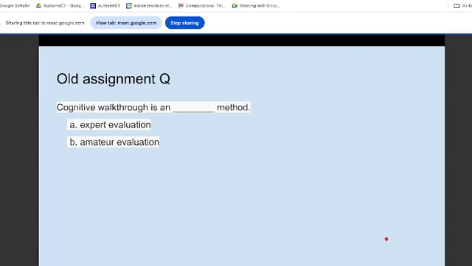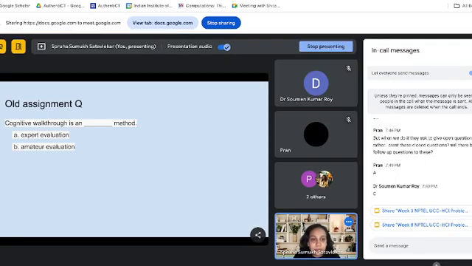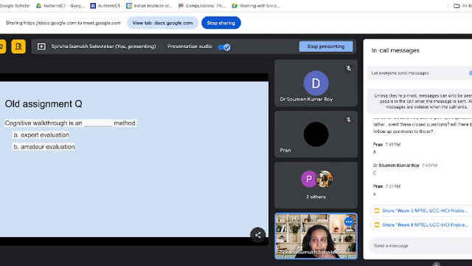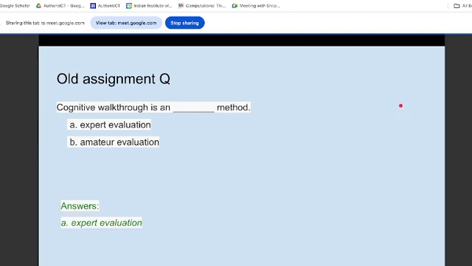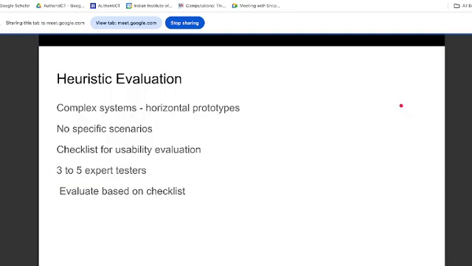Next question. Yes. So cognitive evaluation is an expert evaluation method. Always remember, this is not the expert user, it is the expert anybody who has been a part of this designing team. Then heuristic evaluation. So here we are going for the horizontal prototypes.